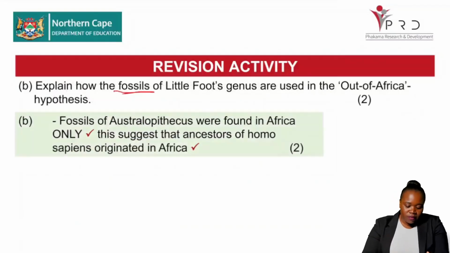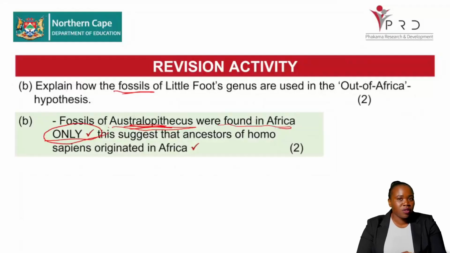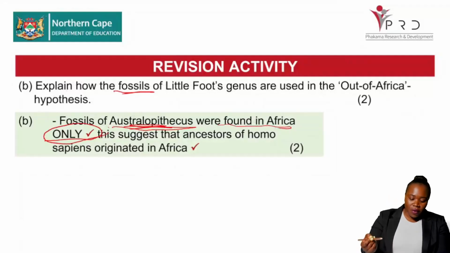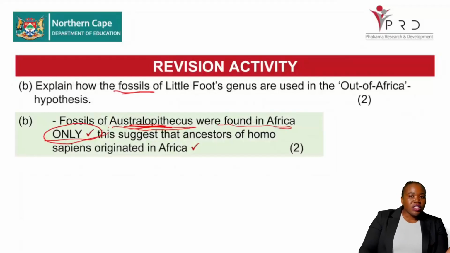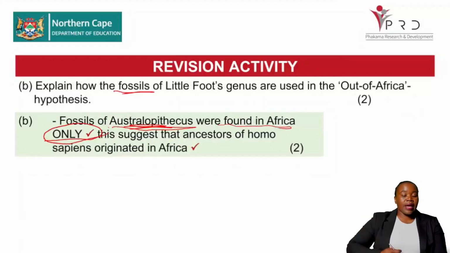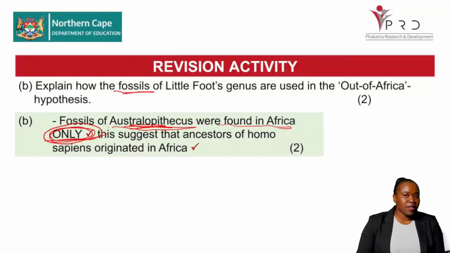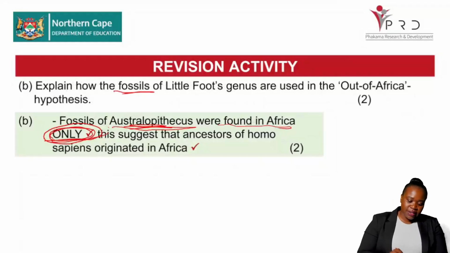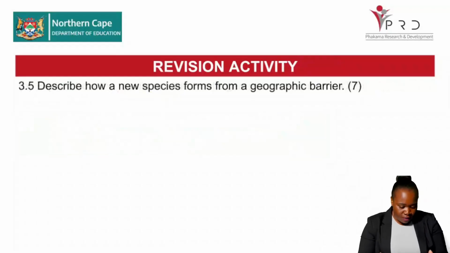Now, fossils of the Australopithecus were found in Africa only. The fact that the fossils of Australopithecus were found in Africa only is proof or is evidence that these originated in Africa and the youngest ones were found in other parts of the world. However, with these ones, they are not even found in other parts of the world. Therefore, it shows that they originated in Africa because they were not found anywhere else. Right, so it suggests that ancestors of Homo sapiens originated in Africa.